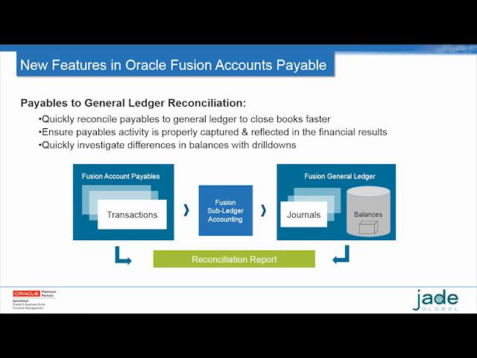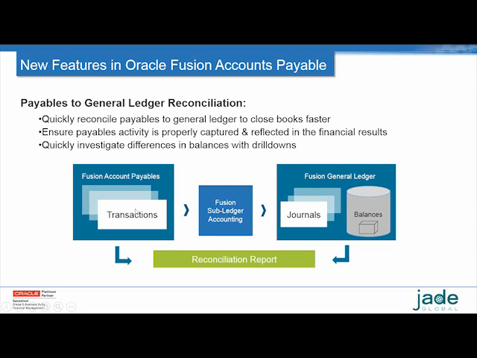All right. The next feature is payables to general ledger reconciliation. This is what we have seen for receivables to general ledger reconciliation also. Here, payables to general ledger reconciliation quickly reconciles payables to the general ledger to close the books faster. You can investigate differences in balance by drilling down. As I said, once you run the report, the Excel shows three columns: sub-ledger information, general ledger information, and a difference column. You can click on the difference column if you see any numbers there, and it will take you to the actual transaction, showing why it is not reconciling with your system.